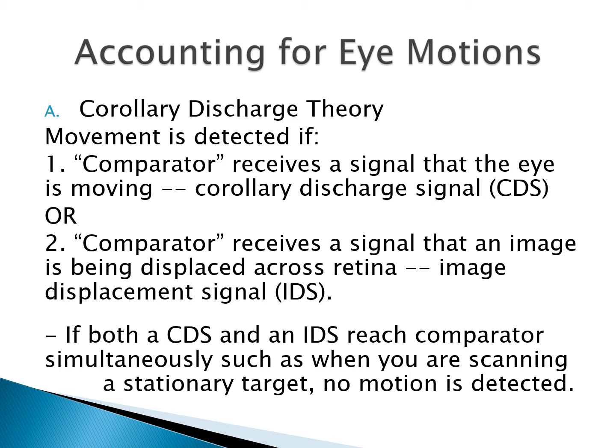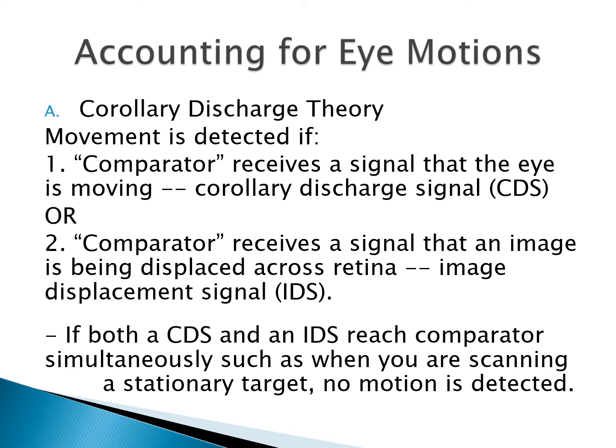It is various brain regions, kind of like when we talked about V4, that at some point they thought was the color region or module, but really it's not a single module. It has this kind of distributed processing. So if the comparator is receiving this corollary discharge signal so that my eyes are moving, or if the comparator receives a signal that an image is being displaced across the retina, so an image displacement signal, from now on I'm probably going to call it an IDS, then we perceive movement.